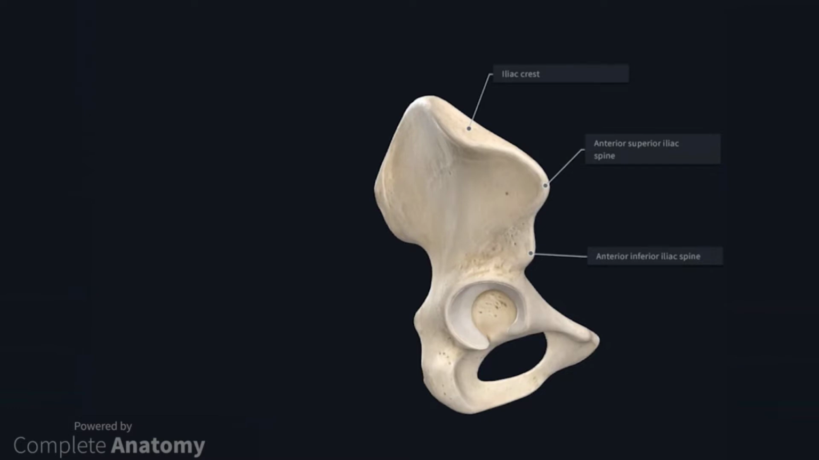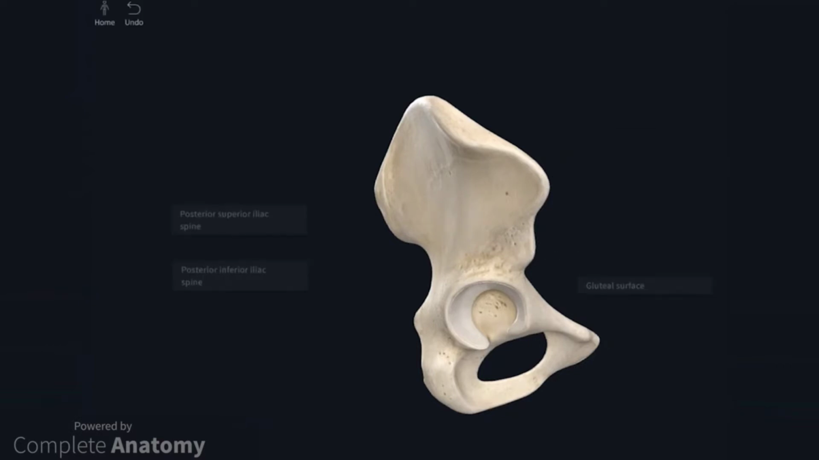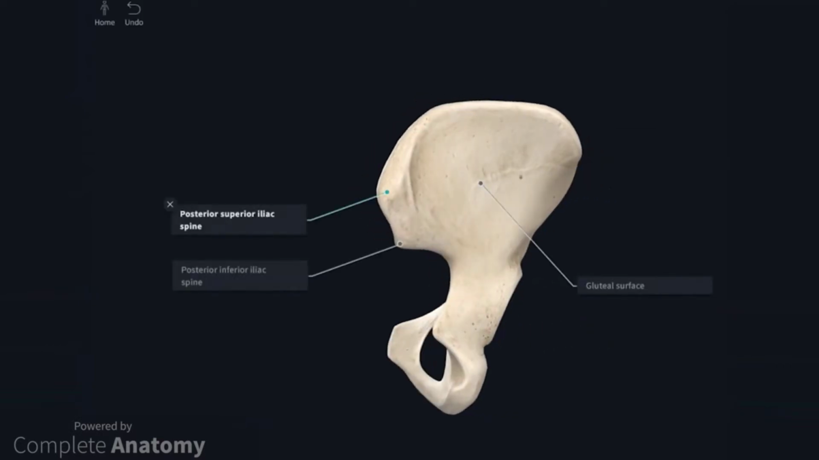This landmark forms attachments for structures like sartorius, a muscle of the lower limb, and the inguinal ligament. Here is the anterior inferior iliac spine. This is where rectus femoris attaches. The posterior superior iliac spine is where the iliac crest ends posteriorly. This bony structure forms dimples on the overlying skin, which can be used to approximate the sacroiliac joint.